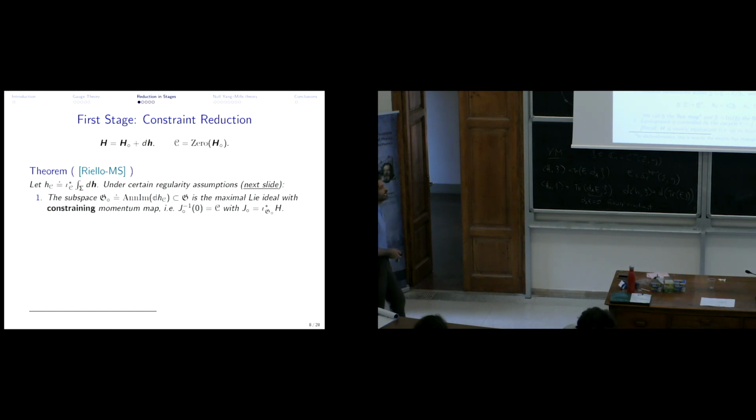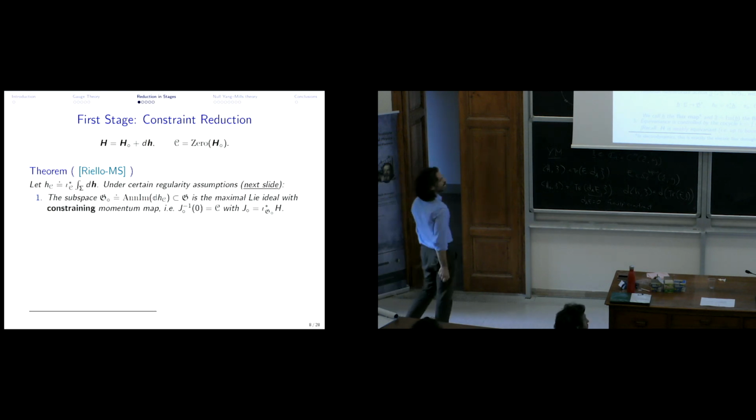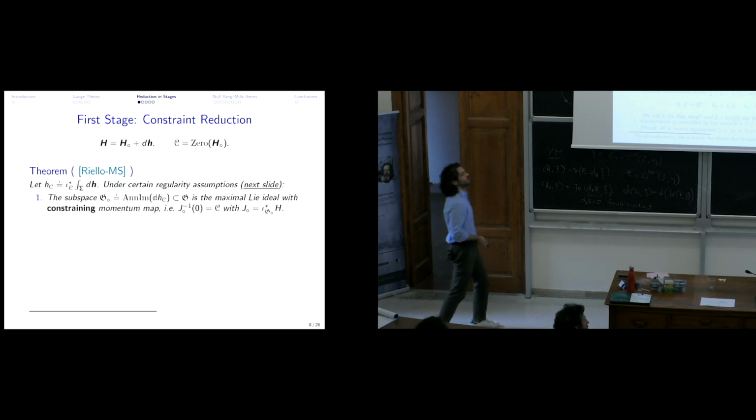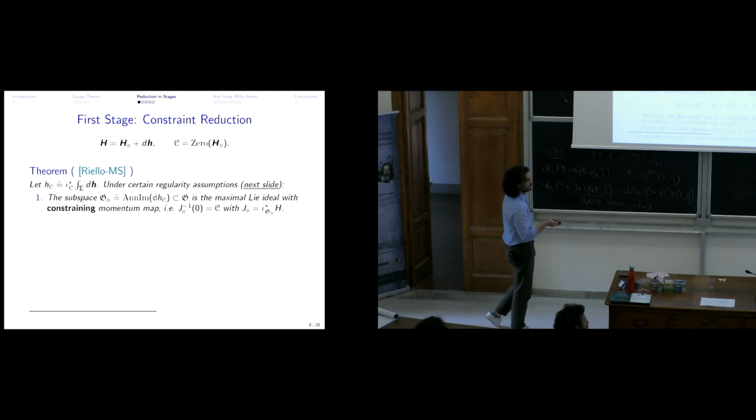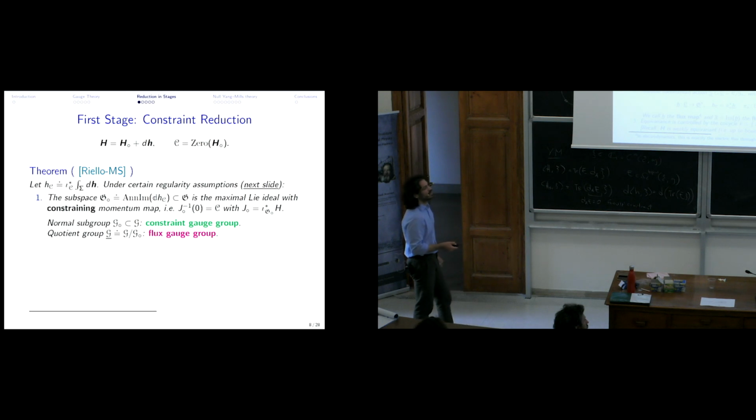Okay, so the result here is that under certain assumptions, which I will discuss in the next slide, there always exists an ideal, a maximal Lie ideal, with the property that its associated momentum map is precisely the constraint set, so the zero-level set of H0. That's the first step. I call the integration of this Lie ideal the constraint gauge group, and I call the quotient the flux gauge group.